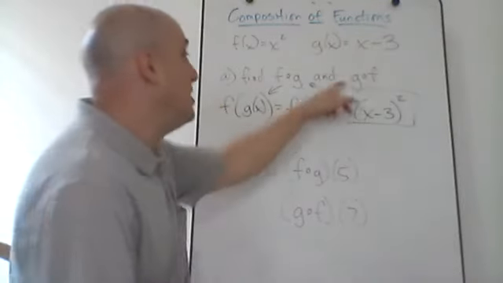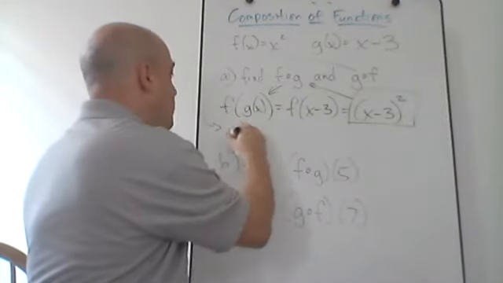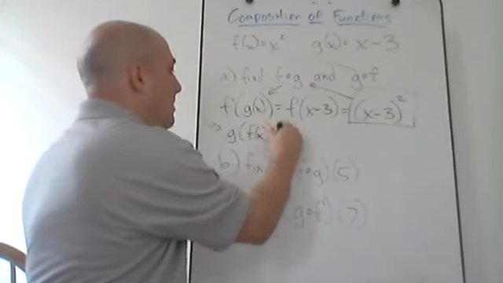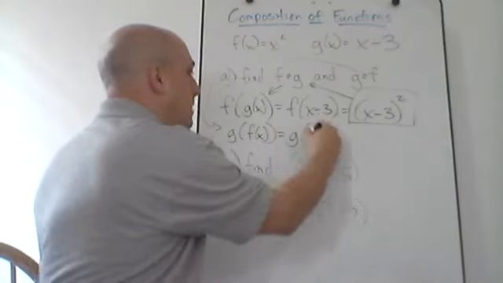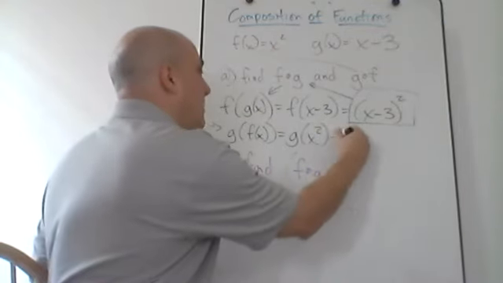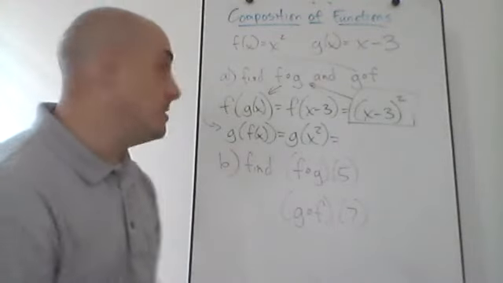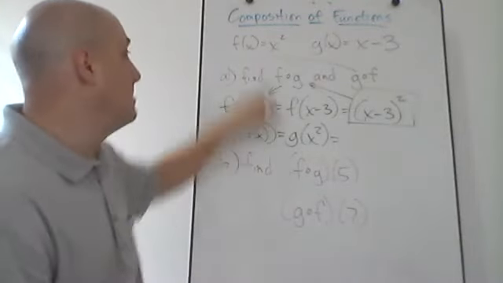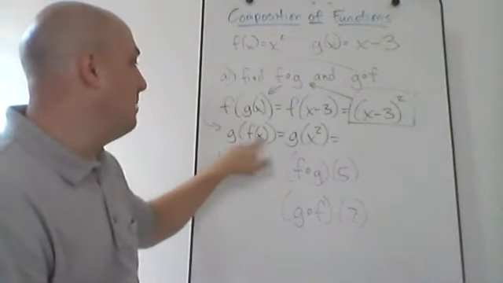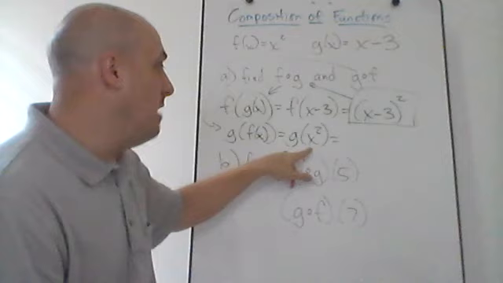All right, and to do g of f, g of f is g of f of x. So now it's switched around. Now the f of x function, which is x squared, is going to be the input into my g function, which is x minus 3. But I approach it the same way. So it's g of f of x. F of x is x squared. So in place of the f of x here, I put x squared. And now I'm doing g of x squared.